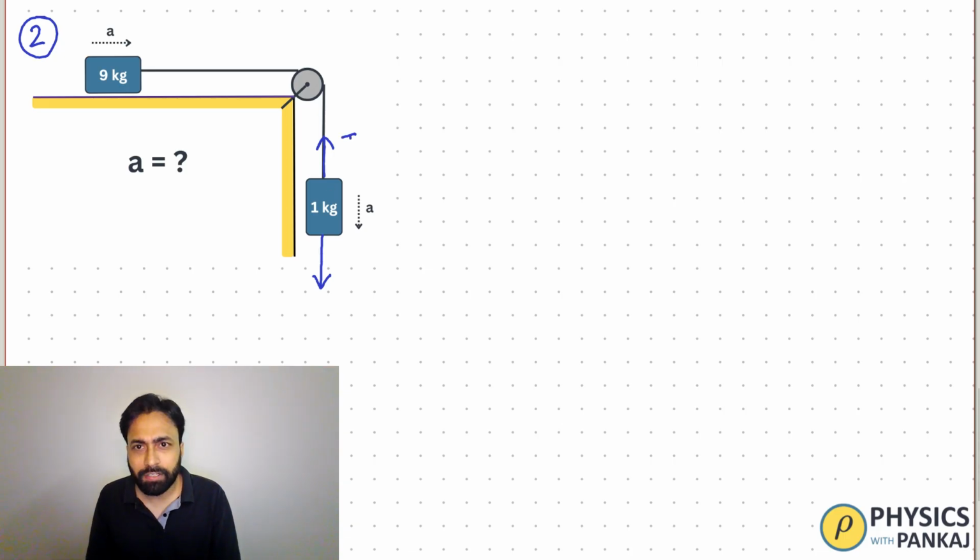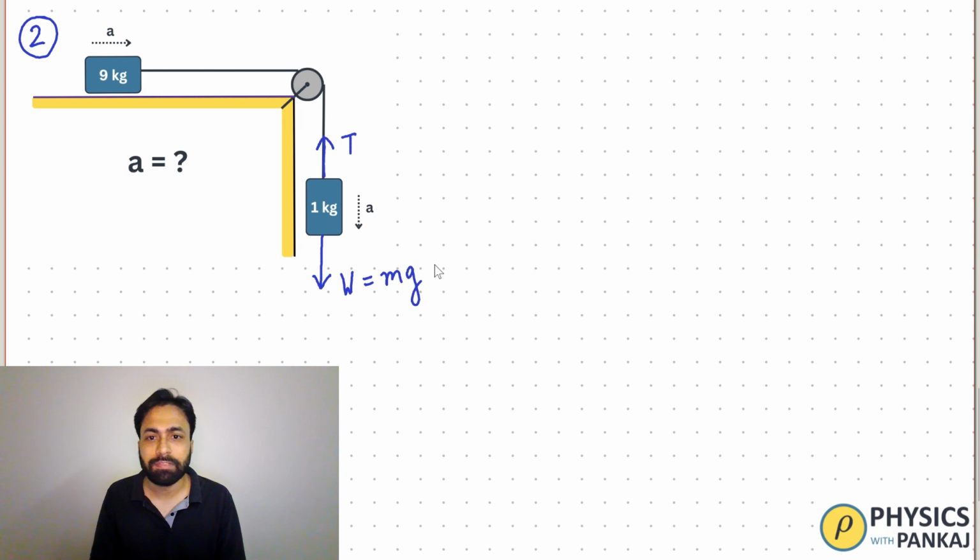Let's call the tension T, and the gravitational force, which is the weight of the block, is given by m times g, that is mass times the acceleration due to gravity. For the sake of simplicity, let's take g as 10 meters per second square instead of 9.8.